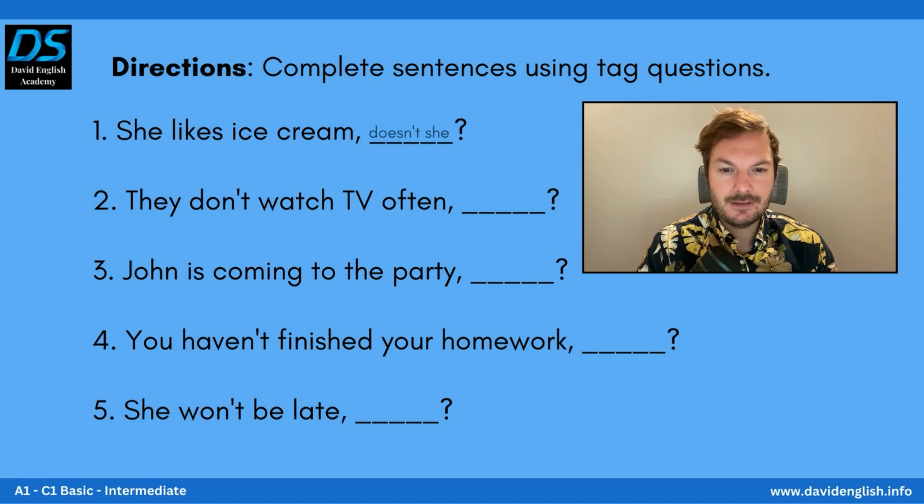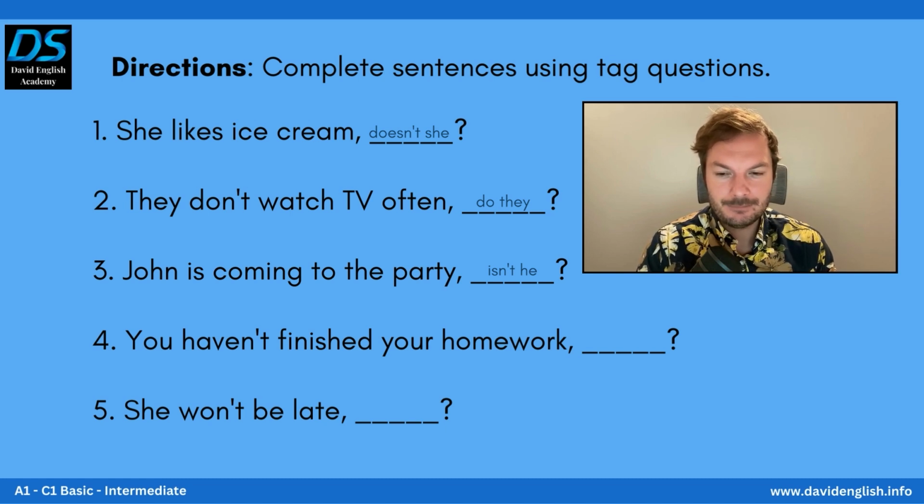Number 2, they don't watch TV often. They don't watch TV often, do they? Number 3, John is coming to the party. Notice it says is coming, which is present progressive. Here we see the word is, and we want to say isn't he, because it's John. John is coming to the party, isn't he?